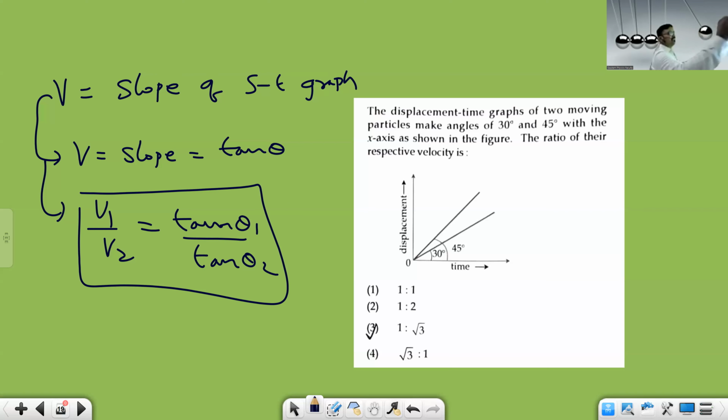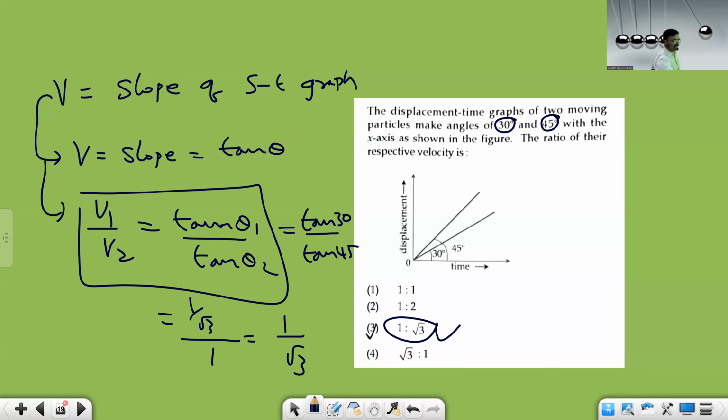Here in the question, clearly they first mentioned there are two angles. One is 30, the other one is 45. So I can write here tan 30 by tan 45. So what should I write? Tan 30 is nothing but 1 by root 3. Tan 45 is 1. My answer is 1 is to root 3, and this is the third option here. I hope you guys are very clear with this.